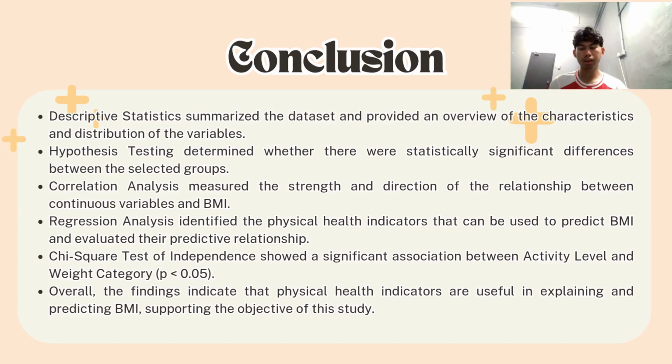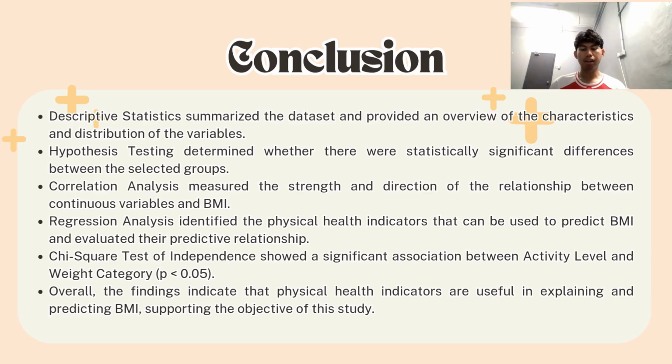For the conclusion, descriptive statistics summarize the dataset and provided an overview of the characteristics and distribution of the variables. Hypothesis testing determined whether there were statistically significant differences between the selected groups. Correlation analysis measured the strength and direction of the relationship between continuous variables and BMI. Regression analysis identified the physical health indicators that can be used to predict BMI and evaluated their predictive relationship.